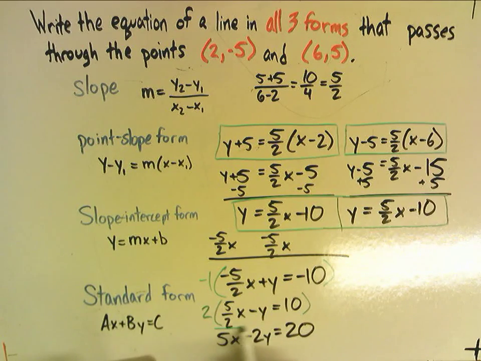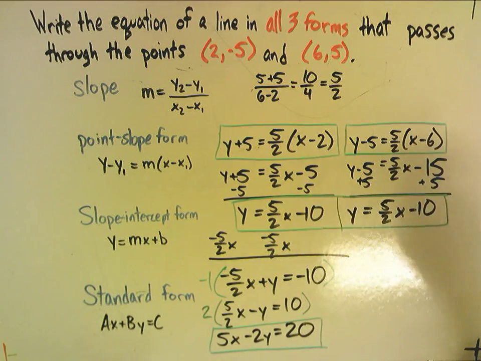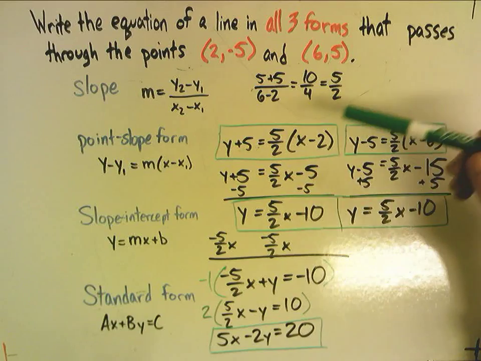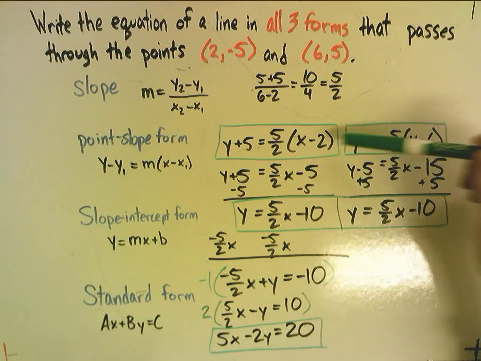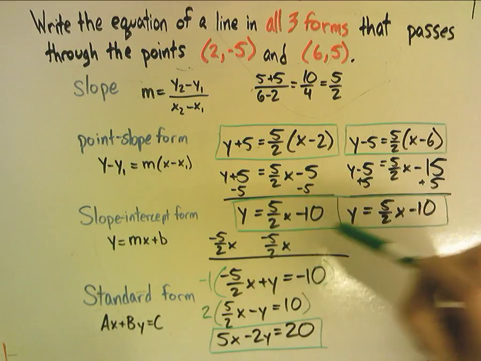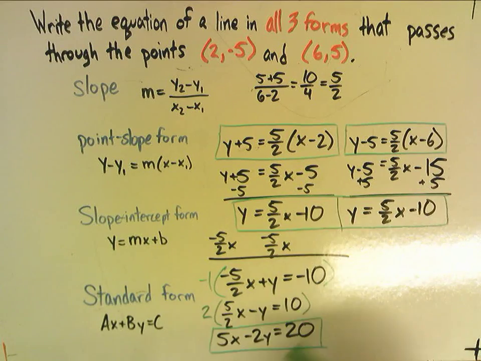You have ax plus by equals c, and you have no negative a value and no fractions anywhere, okay? So here is every single form written from these 2 points. You have point-slope form. Notice we have 2 different answers here. Slope-intercept form, it'll get to the same answer. And then we have standard, making sure to follow our 2 rules.